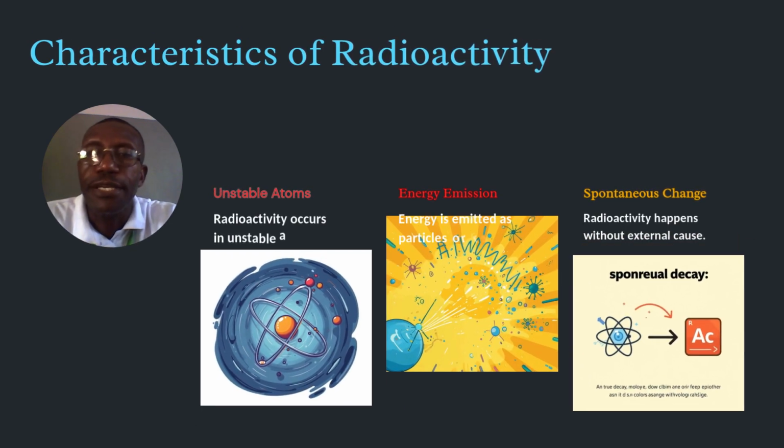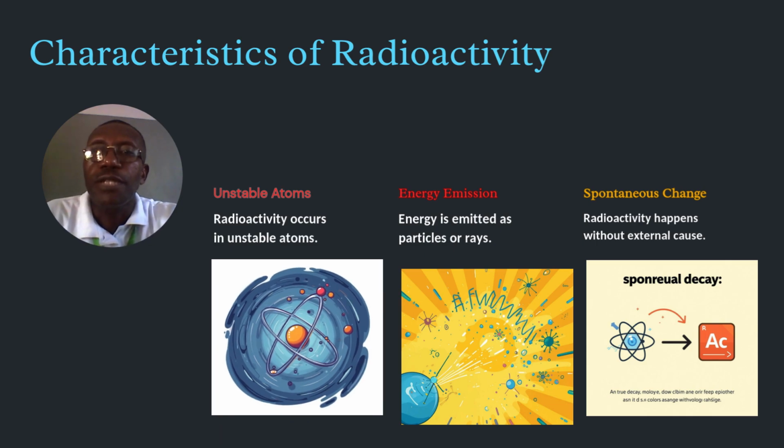Let's continue by looking at the characteristics of radioactivity. I'm going to mention three characteristics of radioactivity. For you to describe an occurrence as being radioactive, the first thing is that it has to involve an unstable atom. So for an event to be described as radioactive, there must be the presence of an unstable atom.